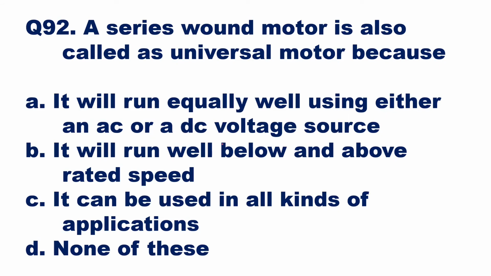A series wound motor is also called as universal motor because, okay, when it is called as a universal motor, then it can run on AC voltage source also and on DC voltage source also. So if a motor is running on AC voltage source as well as on DC voltage source equally well, it is called as universal motor.